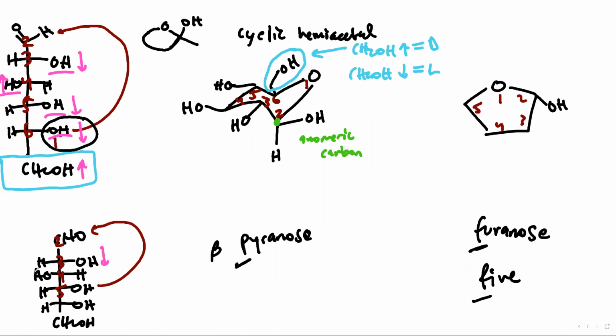If it's on the right, it's down. If it's on the left, it's up. So we can go ahead and mark these in. So 3 looks like it's down, 4 looks like it is up, and then 5 looks like it's down. But again, hold your horses.